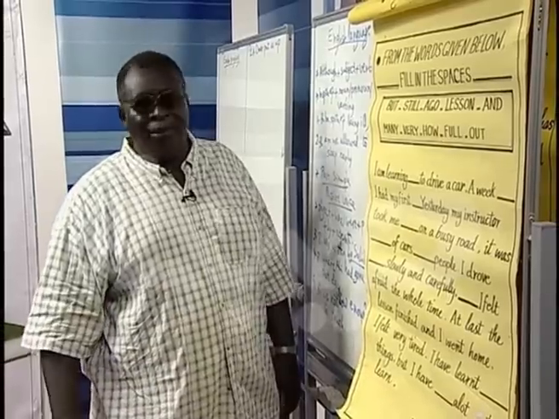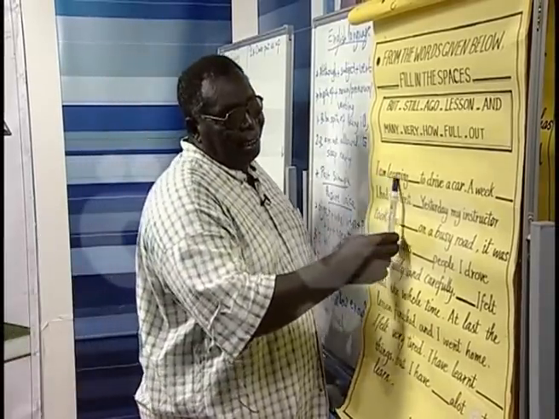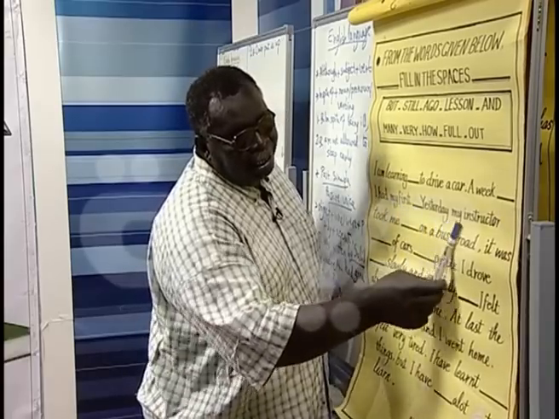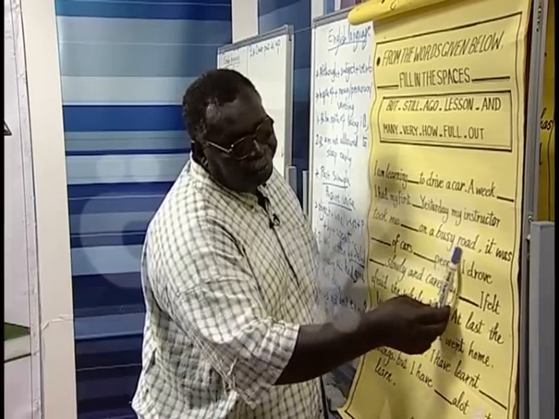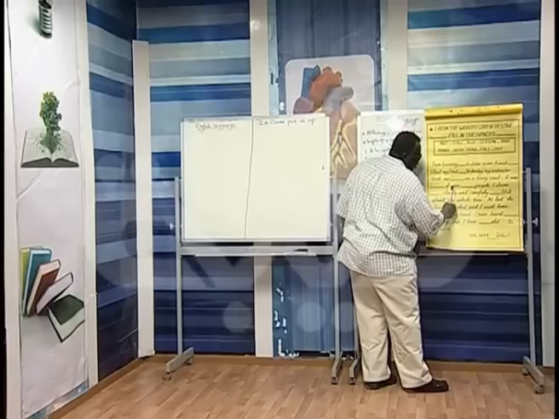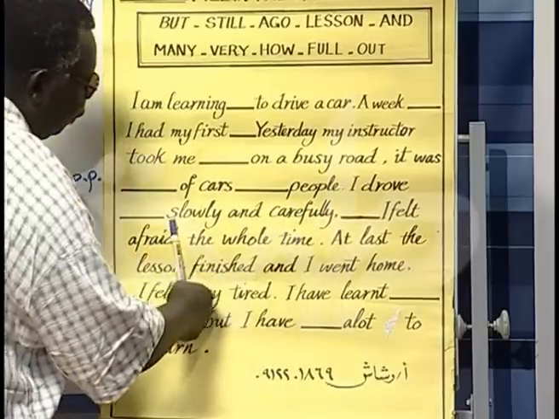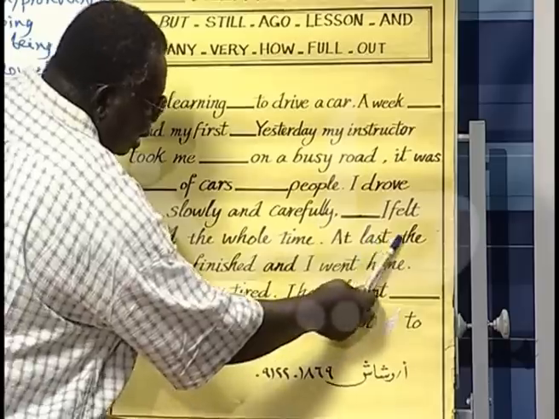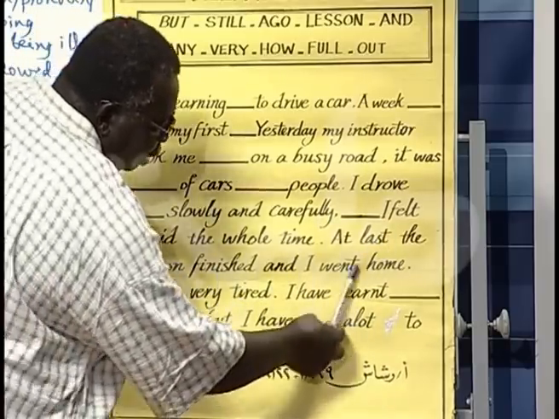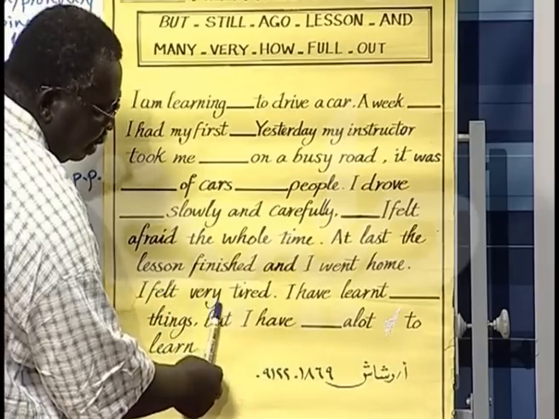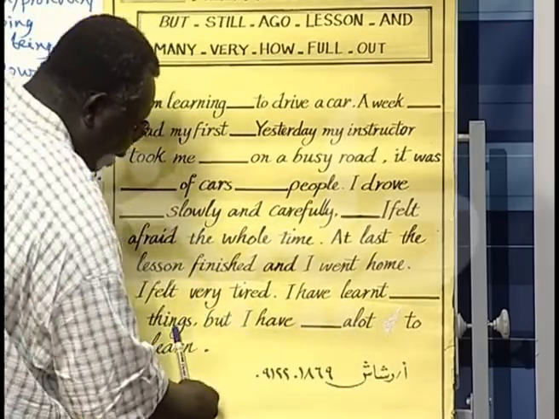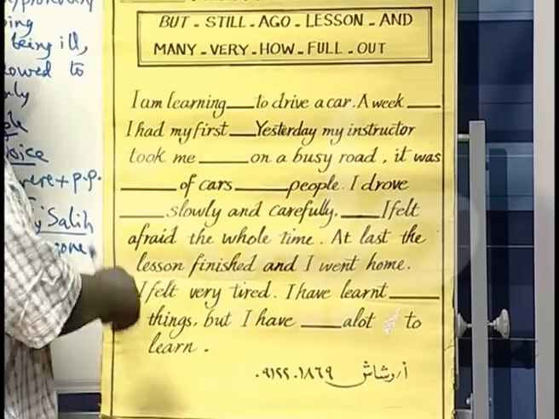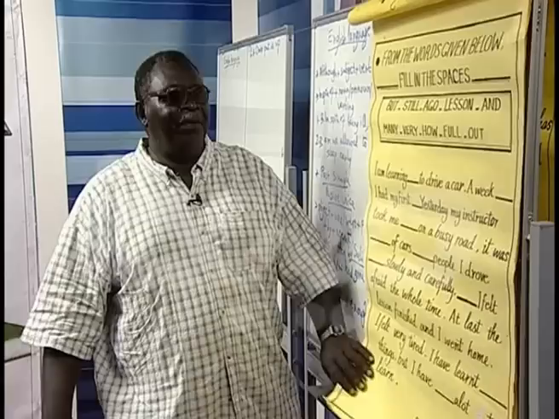Now we read it to make sure that everything is okay. I am learning how to drive a car. A week ago, I had my first lesson. Yesterday, my instructor took me out on a busy road. It was full of cars and people. I drove very slowly and carefully, but I felt afraid the whole time. At last, the lesson finished, and I went home. I felt very tired. I have learned many things, but I have still a lot to learn.